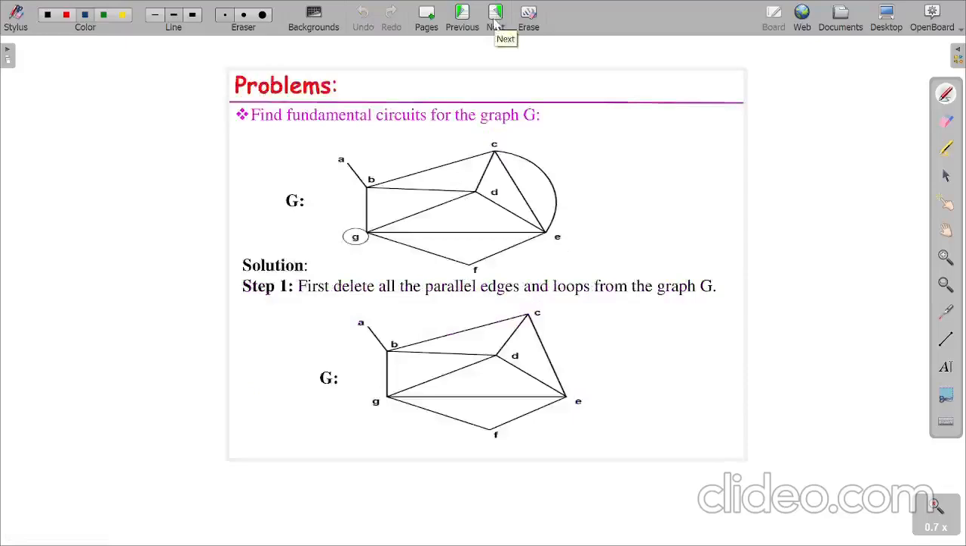Find fundamental circuits for the graph G. This is our graph G. First, what we are doing, we are deleting loops and parallel edges. There is a loop, we are deleting it. Between these two, there are parallel edges, we are deleting these parallel edges. Then we redraw our graph.